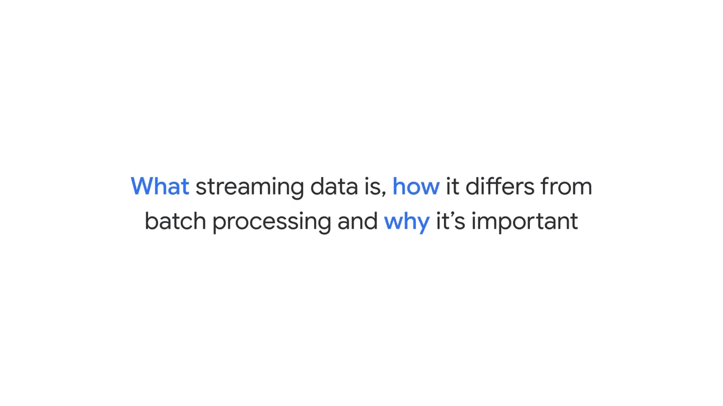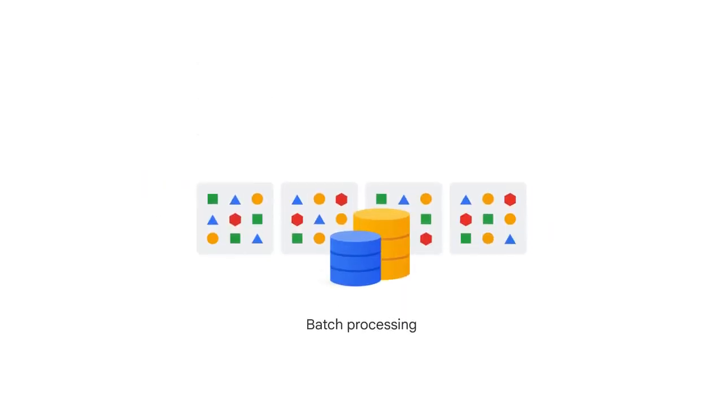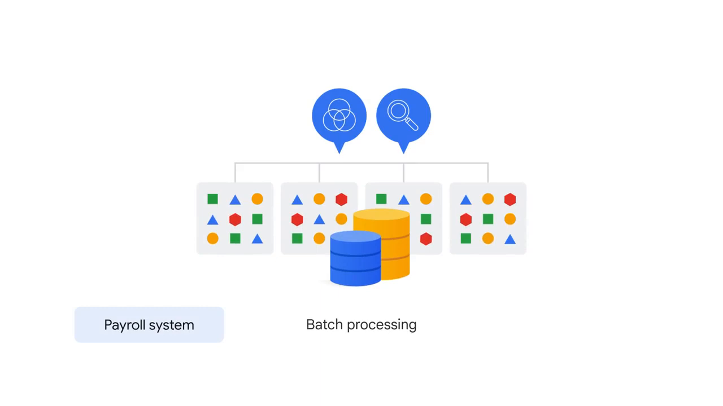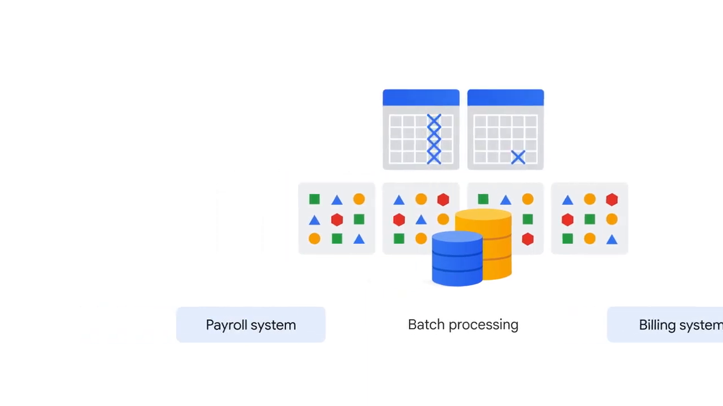Before we get too far, let's take a moment to explain what streaming data is, how it differs from batch processing, and why it's important. Batch processing is when the processing and analysis happens on a set of stored data. An example is payroll and billing systems that have to be processed on either a weekly or monthly basis.